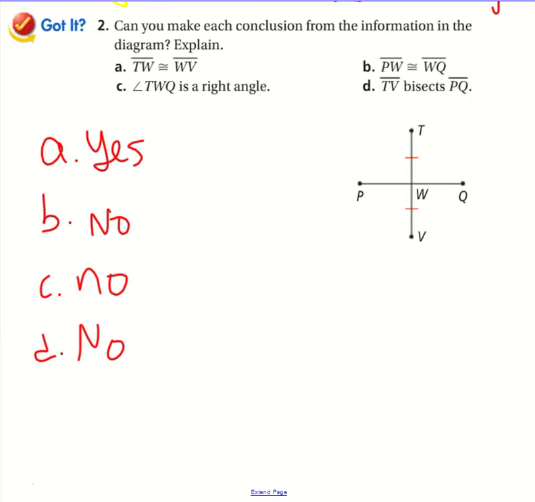And D, does TV bisect PQ? We cannot say that. We can say that PQ bisects TV, but we can't say that TV bisects PQ because we don't know how long PW and WQ are. So those are the different things we can get from that.